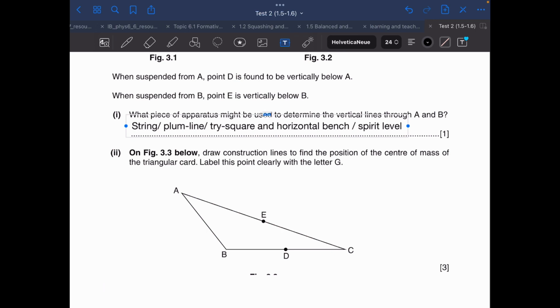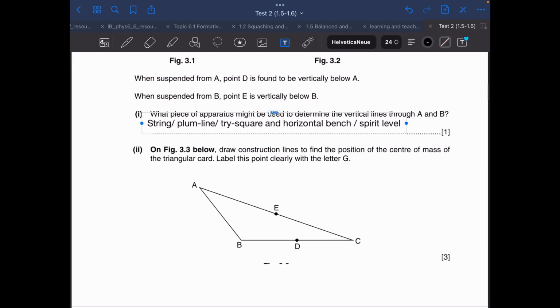Then 2: on figure 3.3 below, draw construction lines to find the position of the center of mass of the triangular card, and label the point of the center of mass clearly as G. Okay, so what do we need to do here?